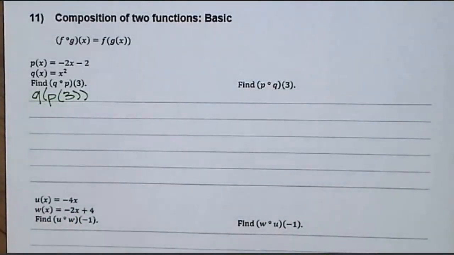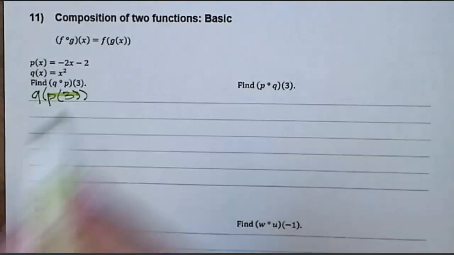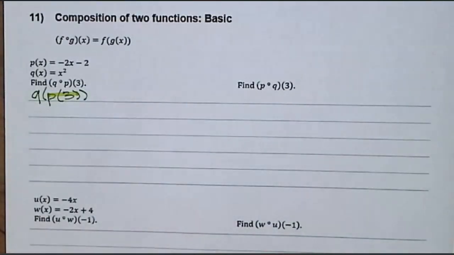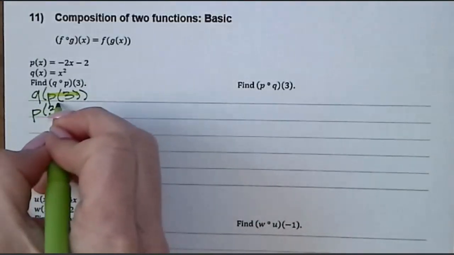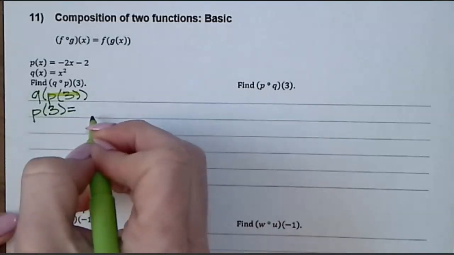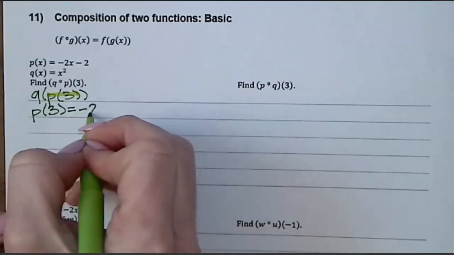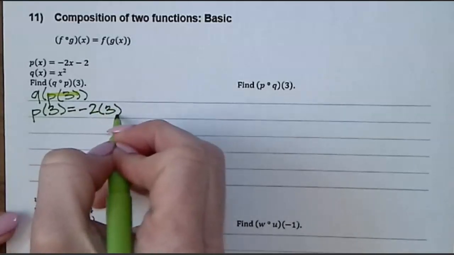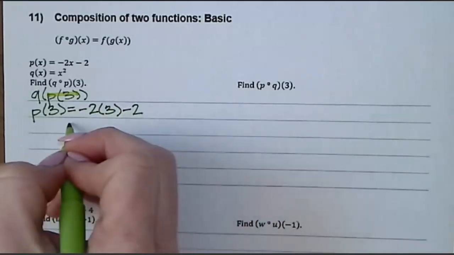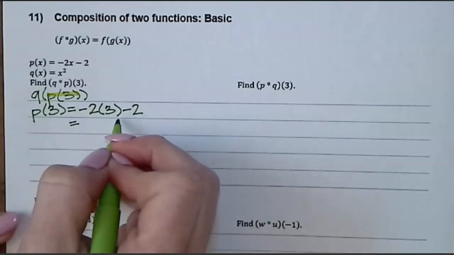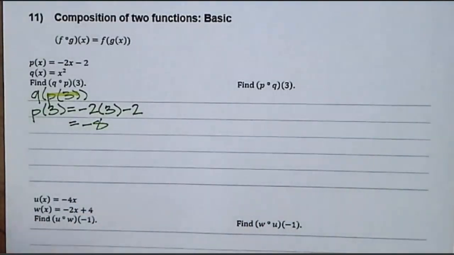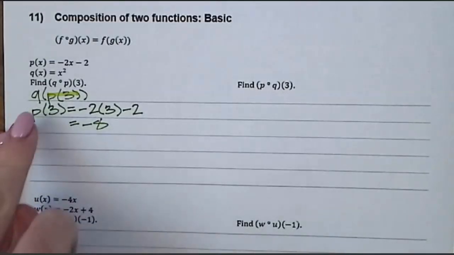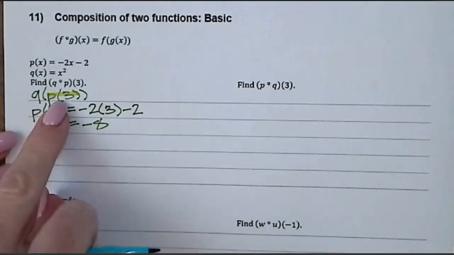So we're going to start on the inside and find P of 3 first. So to find P of 3, we go into P and replace the x's with 3's. So negative 2 times 3 minus 2. Negative 2 times 3 is negative 6, minus 2 is negative 8. But that's just an intermediate answer. It's not the answer that they're looking for because we want Q of P of 3.